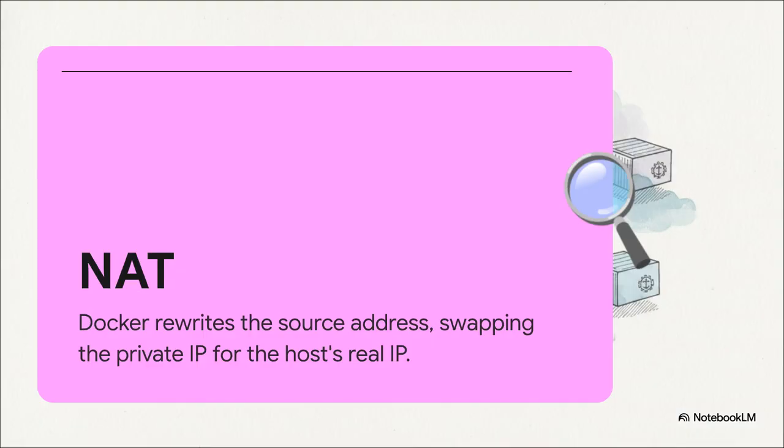So the crucial point is how Docker elegantly fixes this using a clever trick called network address translation, or NAT. Under the hood, Docker sets up a rule using iptables. As the packet leaves your host machine, the host rewrites the source address in the packet. It swaps out that private container IP for its own real IP, the 192.168.1.10. To the rest of the internet, the traffic looks exactly like it came straight from your laptop.